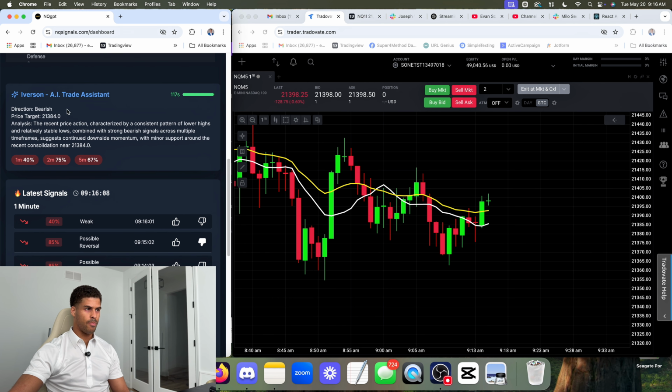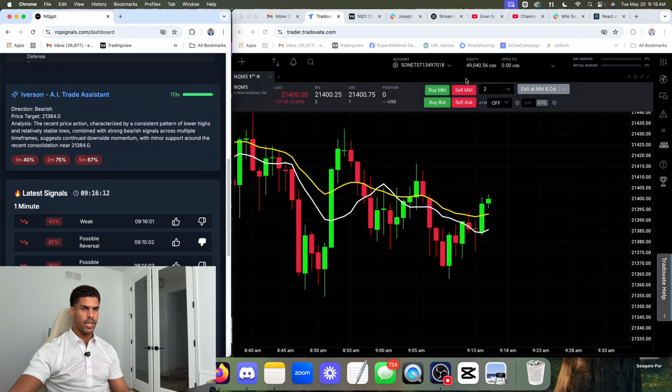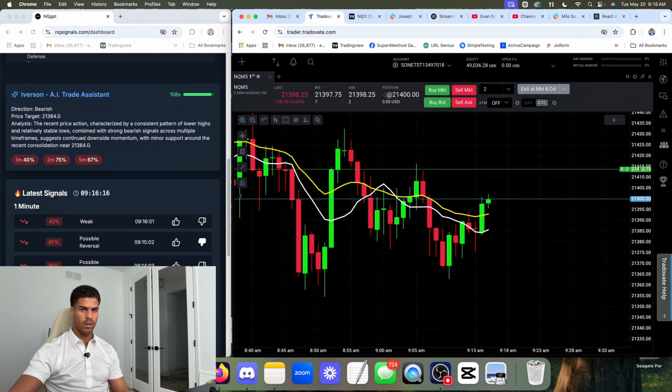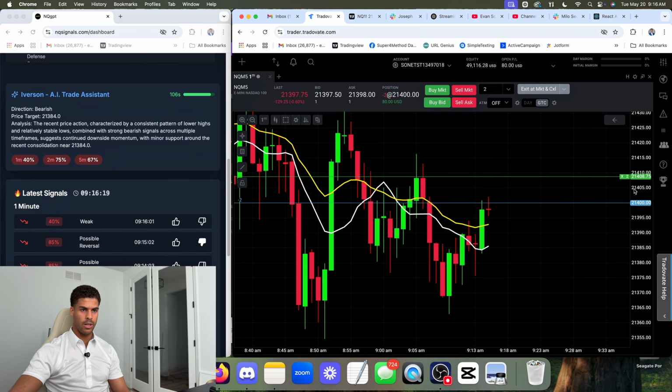New signal, 84. All right, so we're bearish and we're sitting at about 15 points away. So let's go ahead and take a short right here. This one's a little gutsy. I don't know that I love this call here. But let's see where price takes us here.